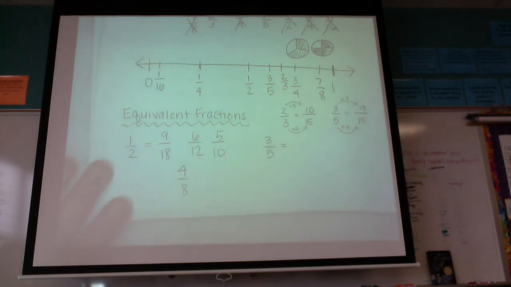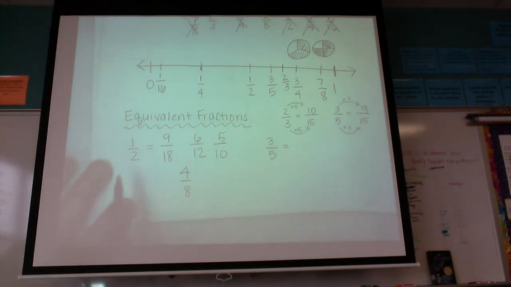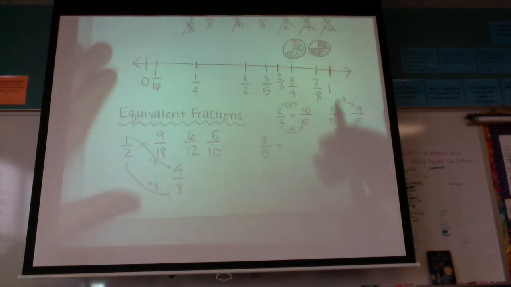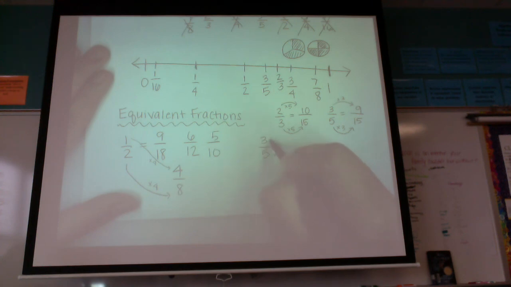I'm sure you can think of lots and lots and lots. If I have this, how could I go to 4/8? Well, 2 times 4 is 8, so 1 times 4 is going to give me that numerator, that 4. Whatever we do to the bottom, we do to the top. So 3/5. Let's multiply both of them by 2.